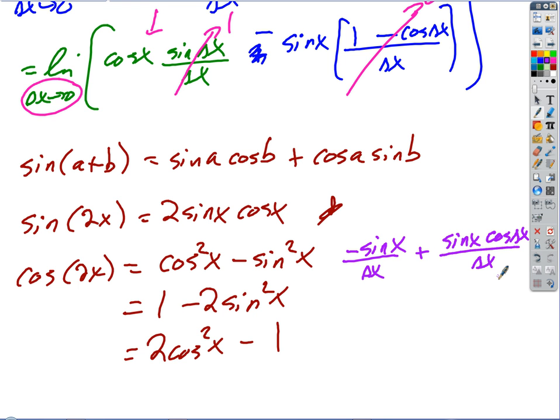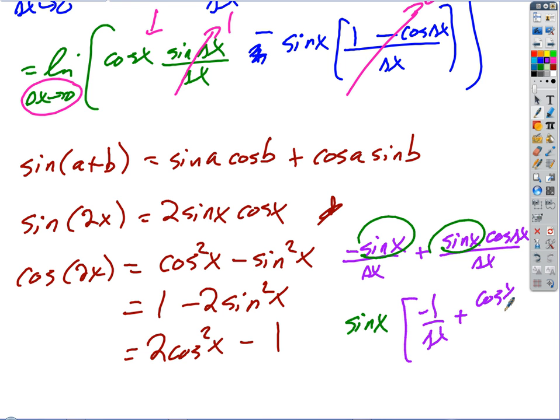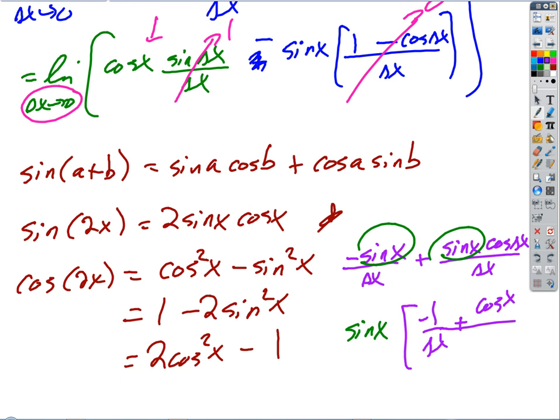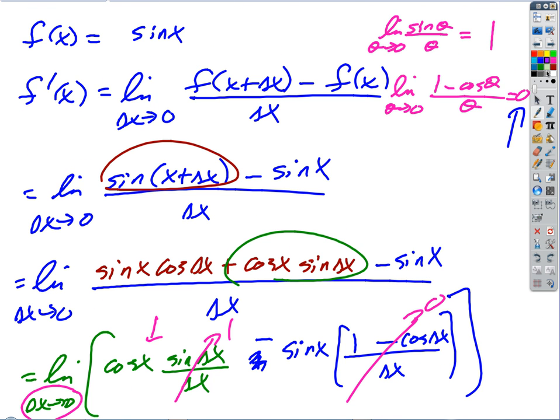Right? Okay, I could factor out a sine x from both of those two terms, leaving me with sine x times what? Well, negative 1 over delta x plus cosine delta x over the same delta x. So I'll have a common denominator. Does that make sense? Yep, awesome, thank you. Everybody else okay with that? Okay.